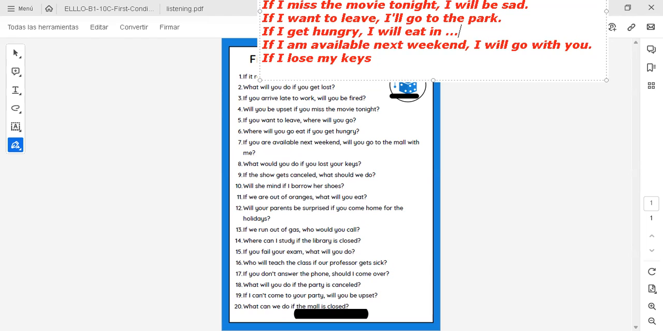Okay, let's see. If I lose my keys. So what would you do if you lose your keys? If I lose my keys, I will have to replace with a copy. I will have to replace. Oh, okay. So I'll have to get a copy. Okay. Question 9.